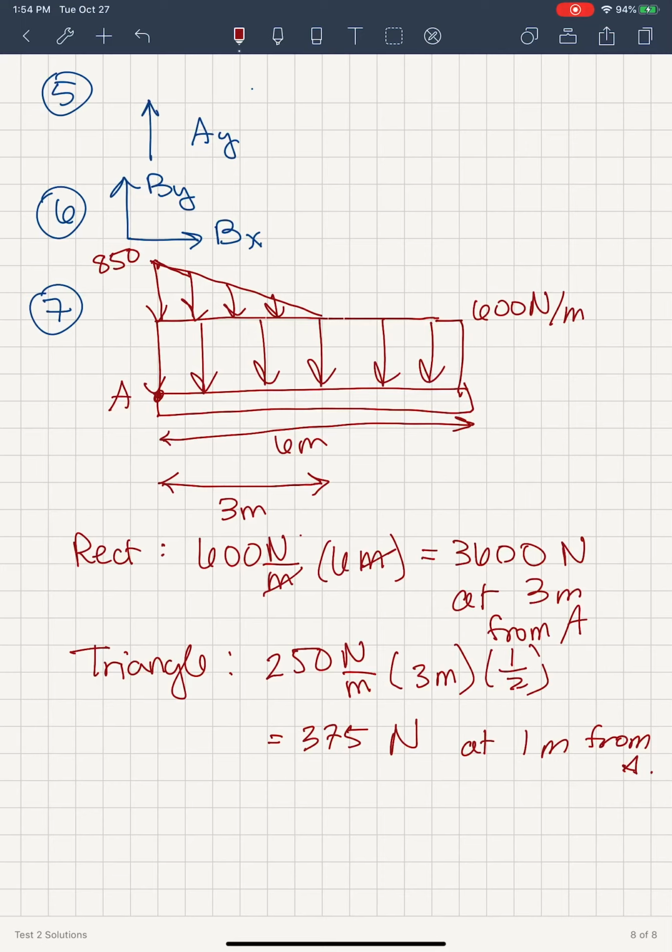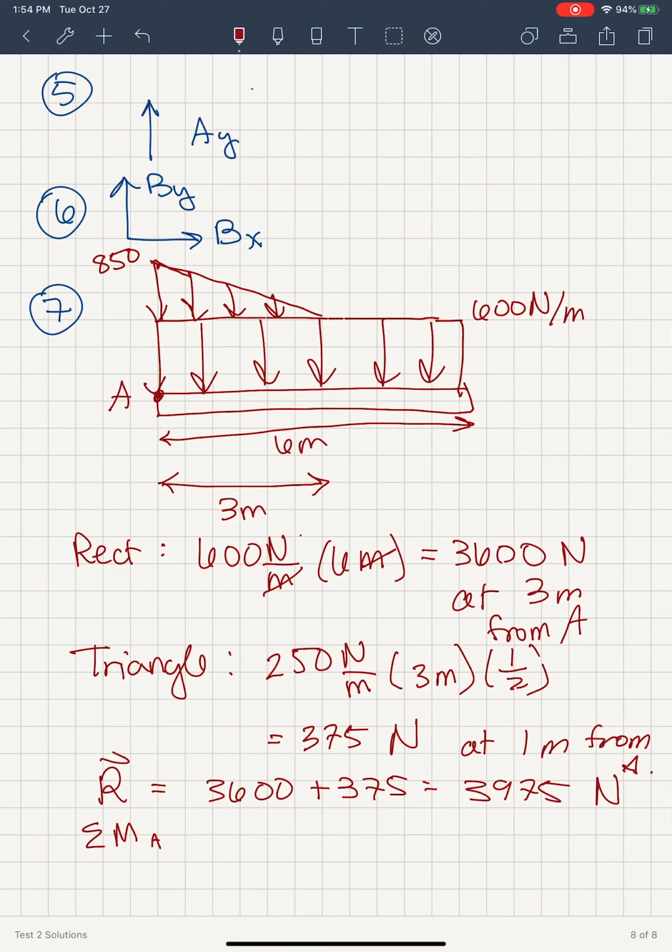And so the total resultant force is going to equal that 3,600 plus 375. So that's going to equal 3,975 newtons. And then how far away would that force be? We can sum the moments about A.